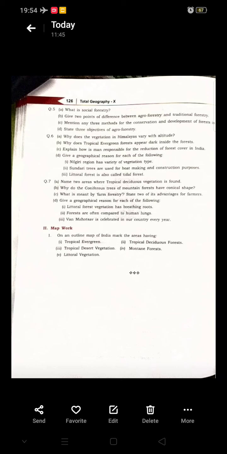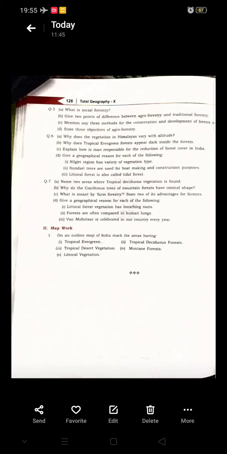Whether it is their social needs, all types of trees are grown, and it is for the purpose of various needs of the people, be it social, economical, ecological. So various needs are seen. So that's the basic difference between agro and the traditional forestry.